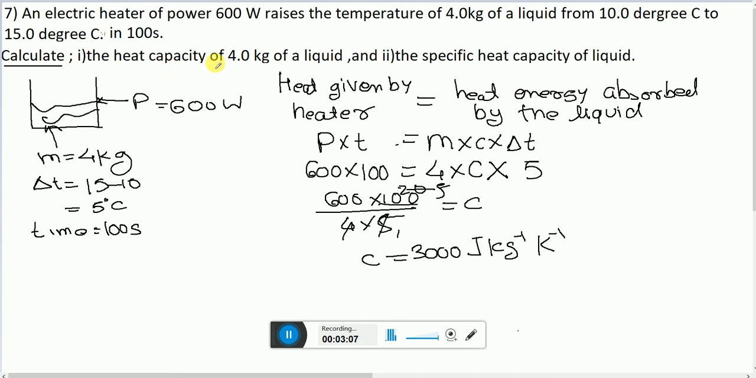They have also asked us to find out the heat capacity. The formula for heat capacity is equal to specific heat capacity into mass, which is equal to 3000, which we have already found out, multiplied by mass, which is 4, and we get 12,000 joules per Kelvin.